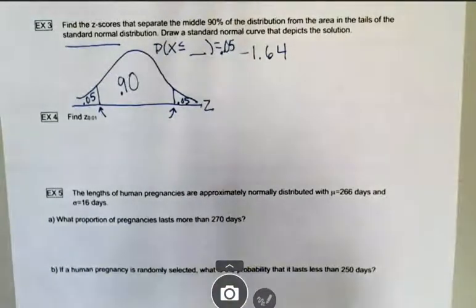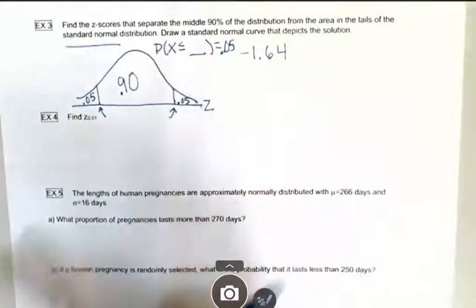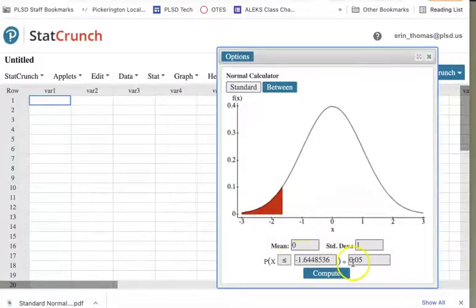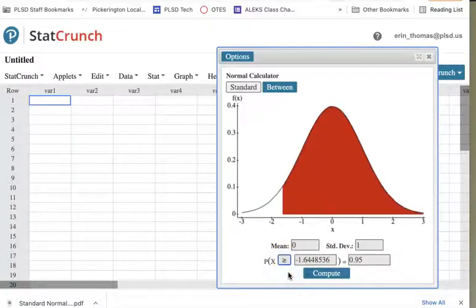There are several ways to get this other one. If I wanted to type less, I could leave the area and switch it to a greater than or equal to, and click compute.